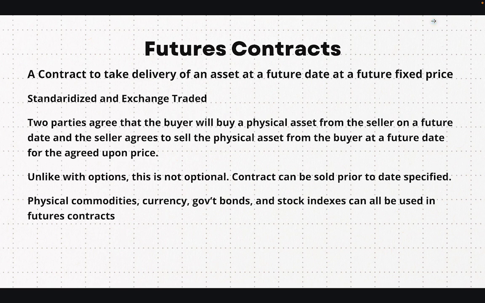Futures contracts. A futures contract is a contract to take delivery of an asset at a future date at a future fixed price. These are standardized and exchange traded. Two parties agree that a buyer will buy a physical asset from the seller on a future date, and the seller agrees to sell the physical asset to the buyer at the future date for the agreed upon price. Unlike with options, it's not optional. The contract can be sold prior to the date specified. However, these are usually done with physical commodities, currency, government bonds, and stock indexes.